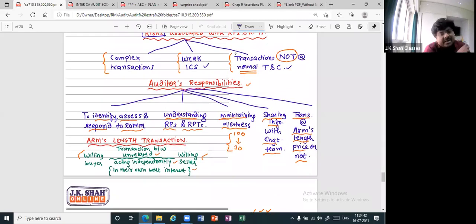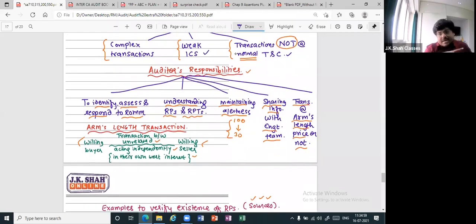Thereafter, the auditor's responsibility is to identify and assess the ROMM, understand the related parties and related party transactions, maintain alertness and skepticism, share the information with the engagement team, and check whether transactions are properly recorded at arm's length or not. If not, then obviously you'll have to take steps. Steps you already know: talk to the management, PAP, TCWG, opinion. Thereafter, an arm's length transaction is a transaction between a willing buyer and a willing seller, unrelated, acting independently in their own interest.